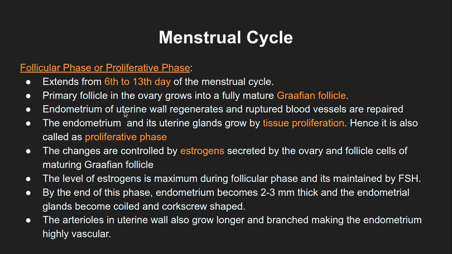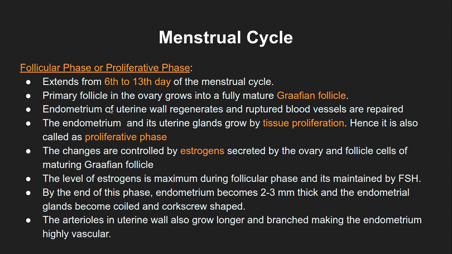Around the 13th day, your Graafian follicle would be ready. From the 6th day, it might still be in the primary follicle. Let's say around the 8th day, it might be in the secondary follicle, and so on. So that's a gradual process. From 6th to 13th, you will at the end have a Graafian follicle.